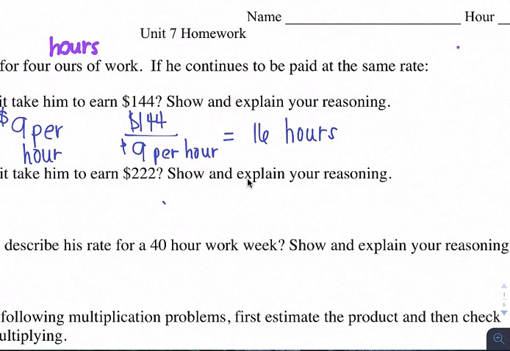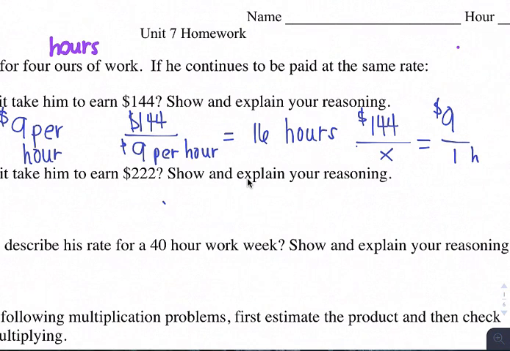You could also set it up like this. 144 over our x, our variable, or our unknown right now, and then this would be $9 for 1 hour. So how do you get from 9 to 144? Multiply by 16. How do you get from 1 to x? We're again multiplying by 16, because whatever you do to the bottom, you have to do the top.